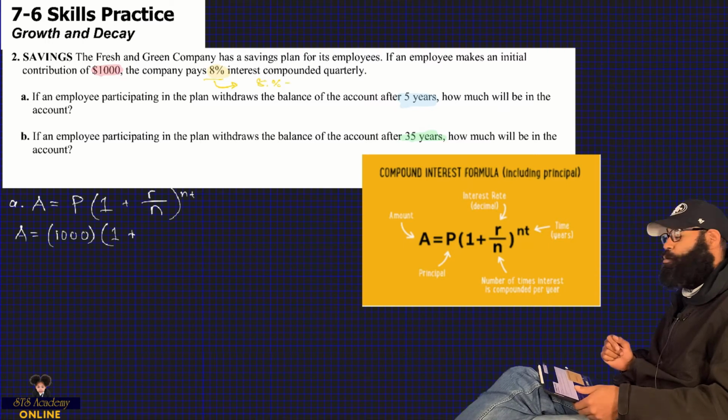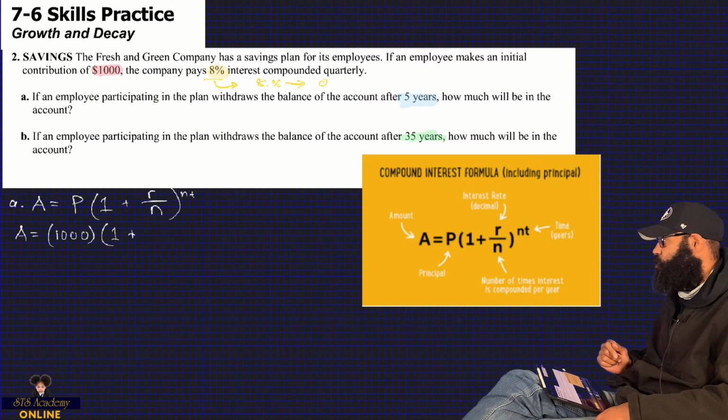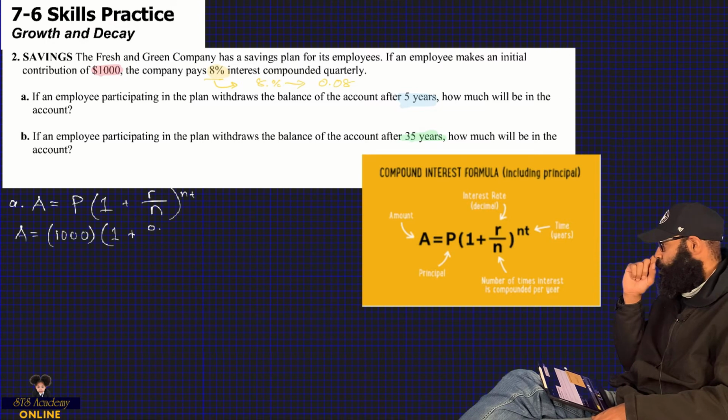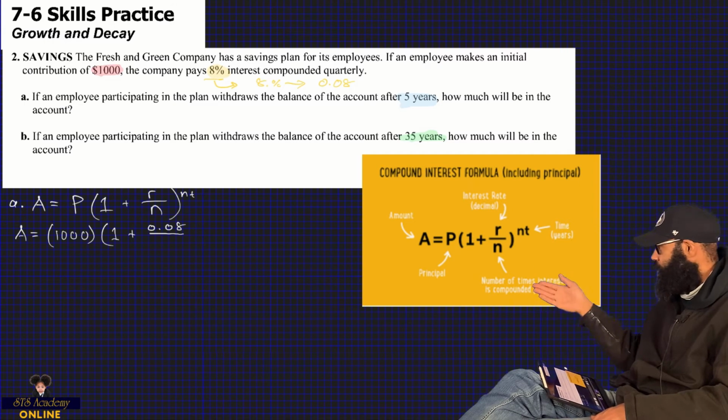But we can't write it as a percent, we're gonna change that to a decimal as we did before, move the decimal to the left. So it looks like 0.08 is what my rate will be. But I have an N down there. So once I get 0.08, what about the denominator? The denominator is n, and right here again, the number of times interest is compounded per year.